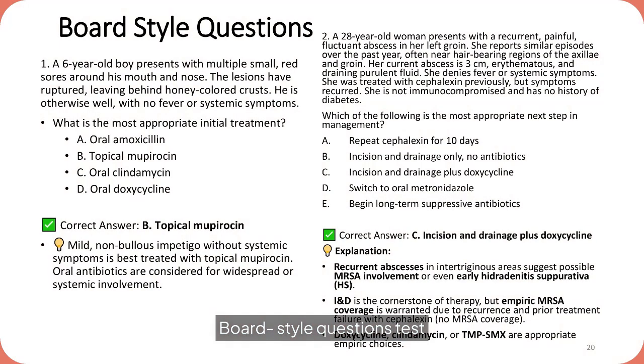Board-style questions test knowledge on the management of bacterial skin infections. One case highlights topical mupirocin as first-line treatment for localized non-bullous impetigo. Another illustrates the role of I&D combined with MRSA-active antibiotics, like doxycycline, in managing recurrent abscesses. These cases emphasize key principles: matching treatment to clinical severity, avoiding unnecessary systemic antibiotics, and considering MRSA when appropriate.